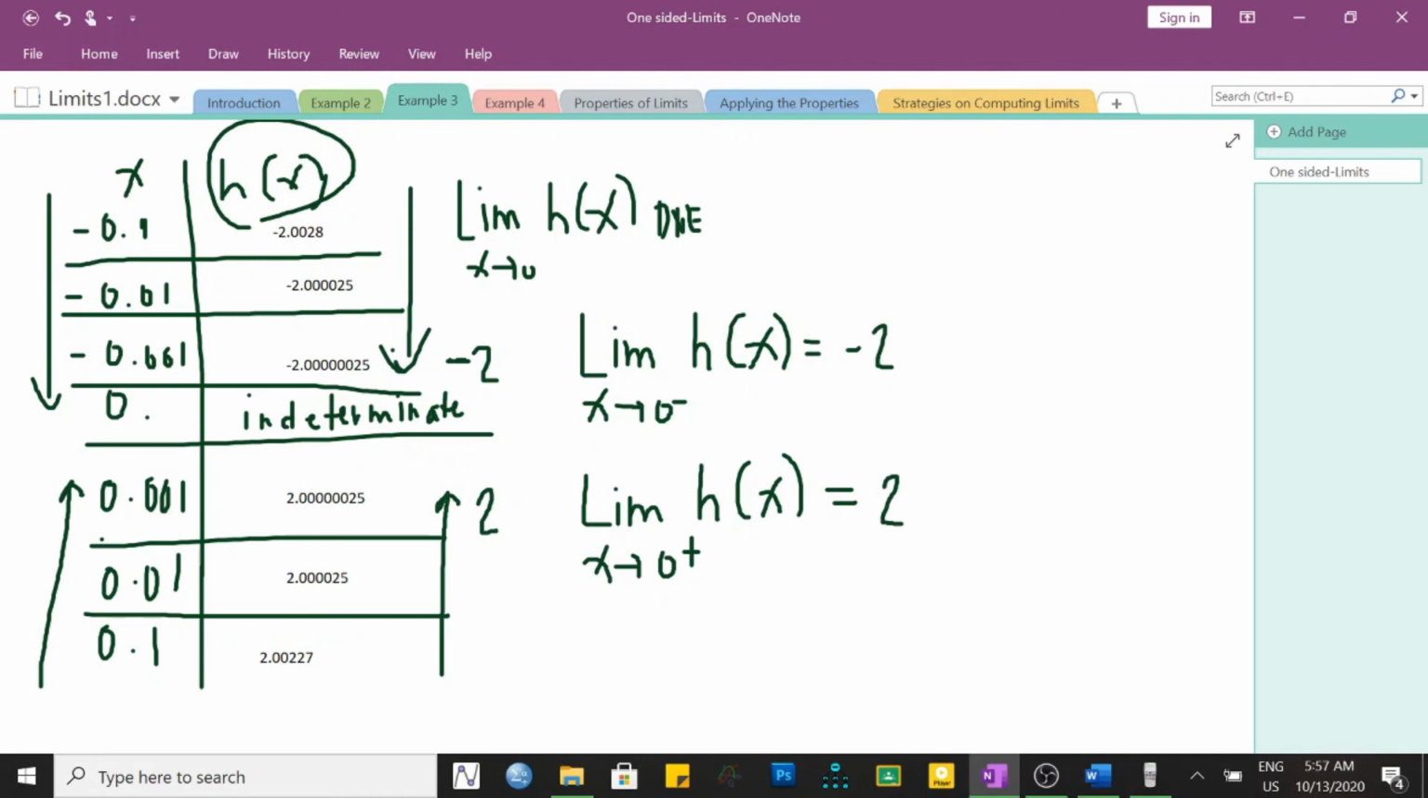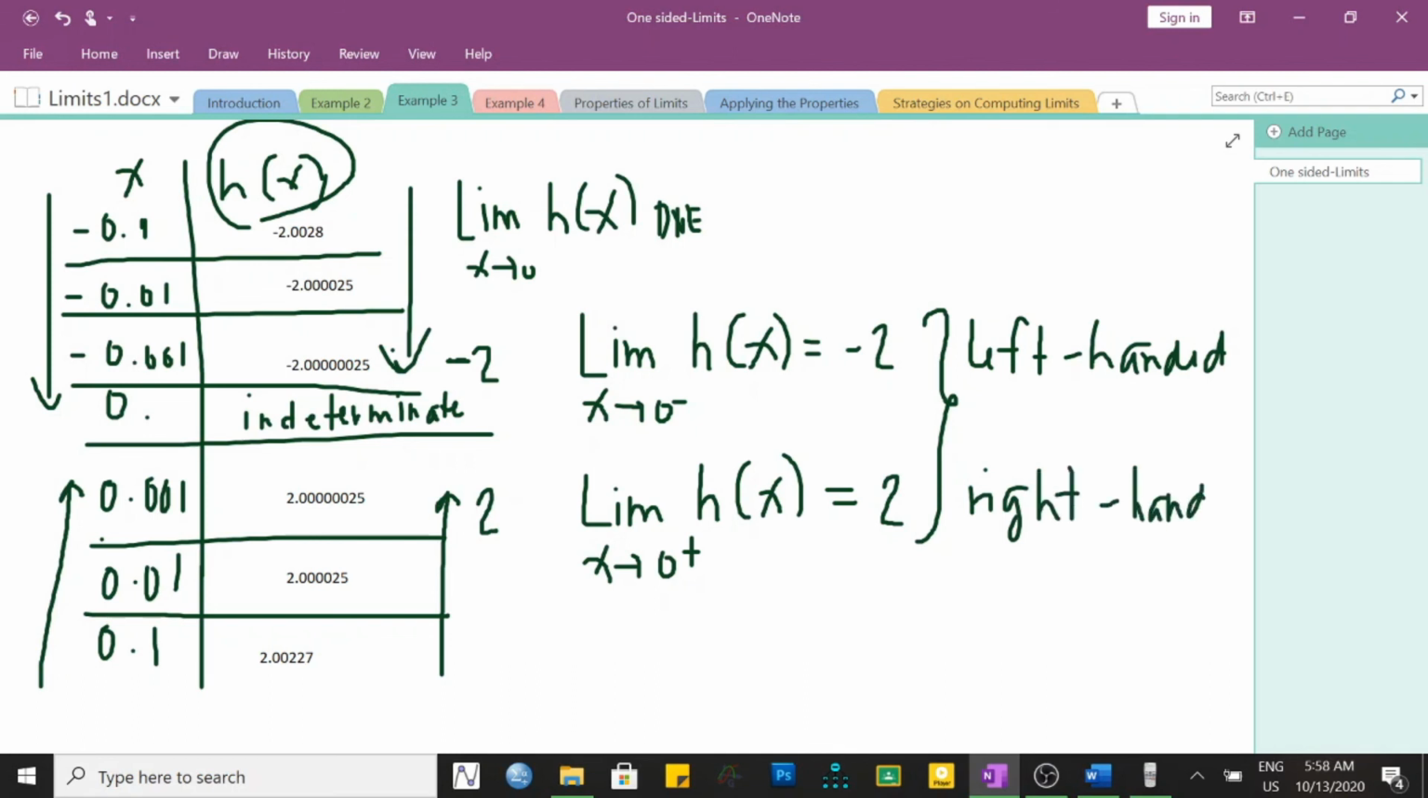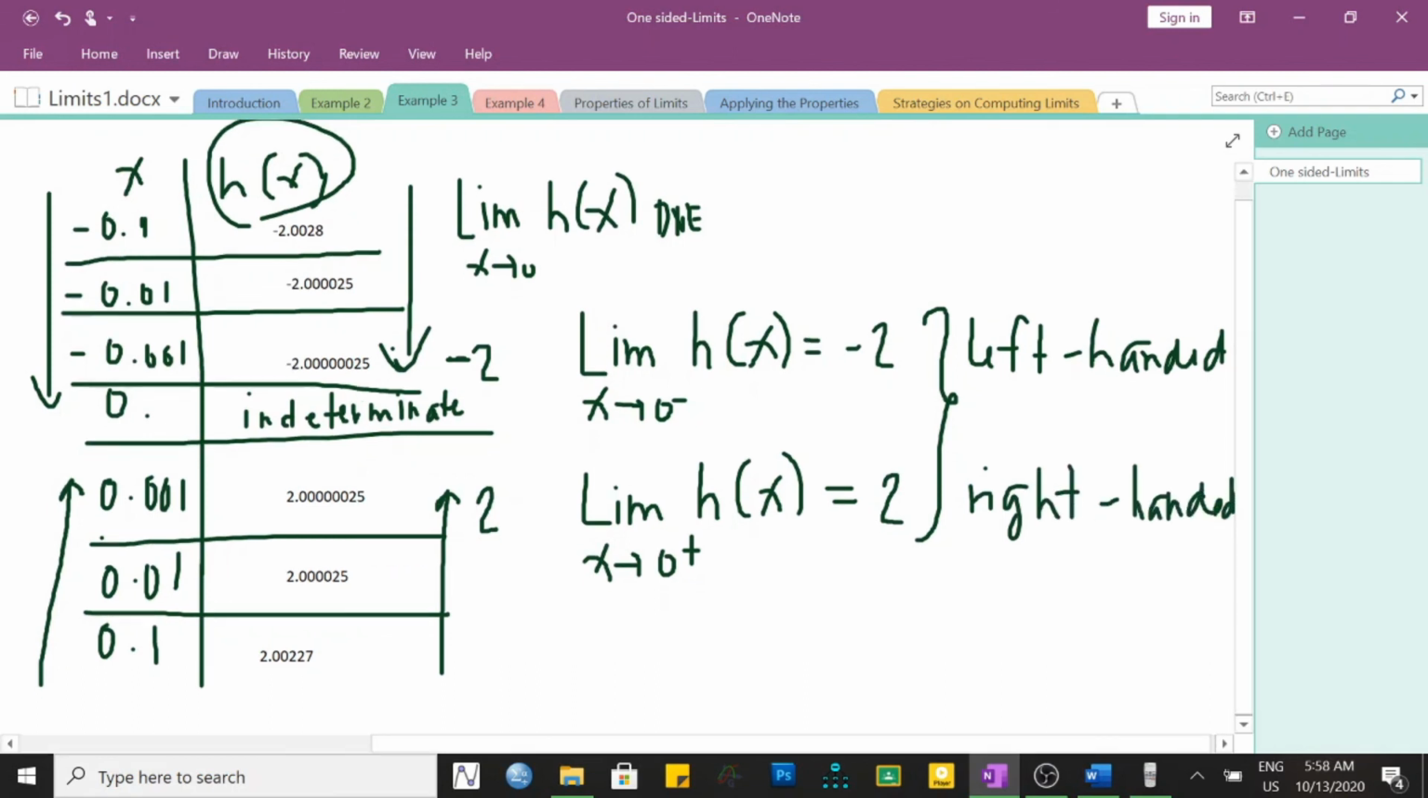These kinds of limits, specifying the limit at a particular side of a number, are called one-sided limits. Specifically, we call the first one a left-handed limit. The second one is called a right-handed limit. That's it, our one-sided limits.